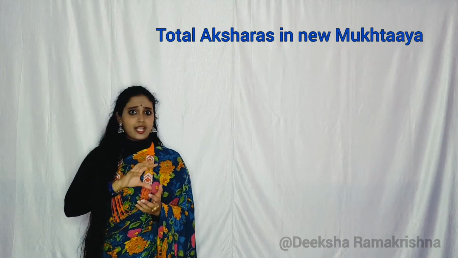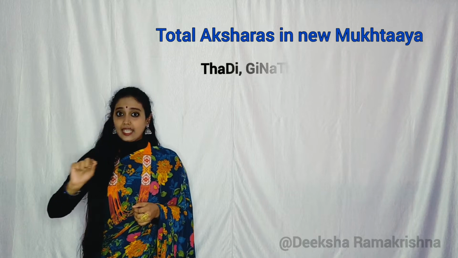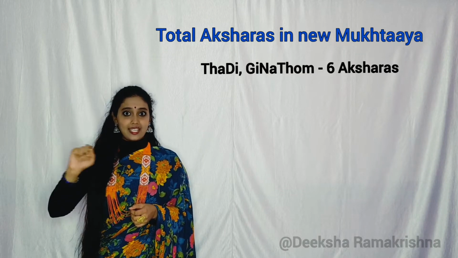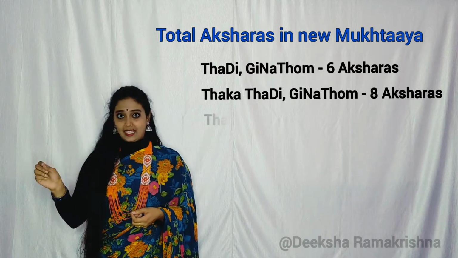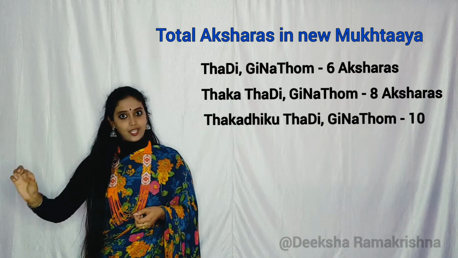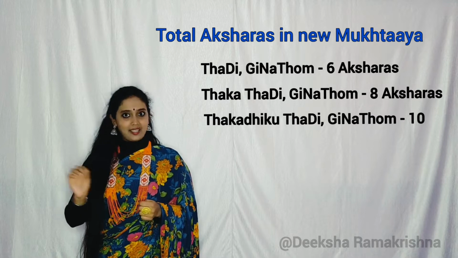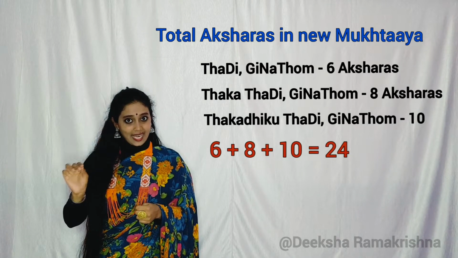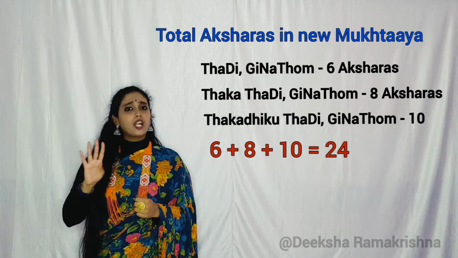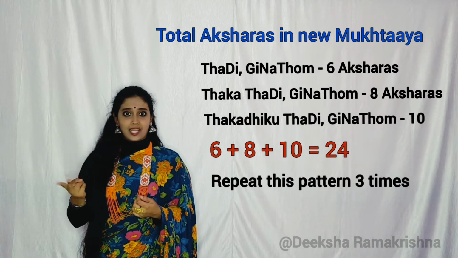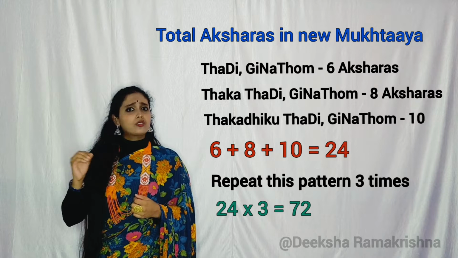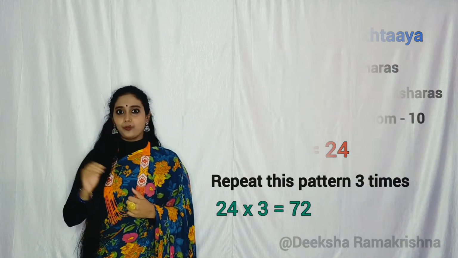Now let's focus on the number of counts this Mukhtaaya set has. So Tadin Ginatum, how many Aksharas? 6 Aksharas. Taka Tadin Ginatum, that is 2 plus 6, 8. Taka Dhiku Tadin Ginatum, 4 plus 6, 10. That is 6 plus 8 plus 10 will give us 24 Aksharas. Now I have to repeat this 3 times, right? So 24 into 3 will become 72.